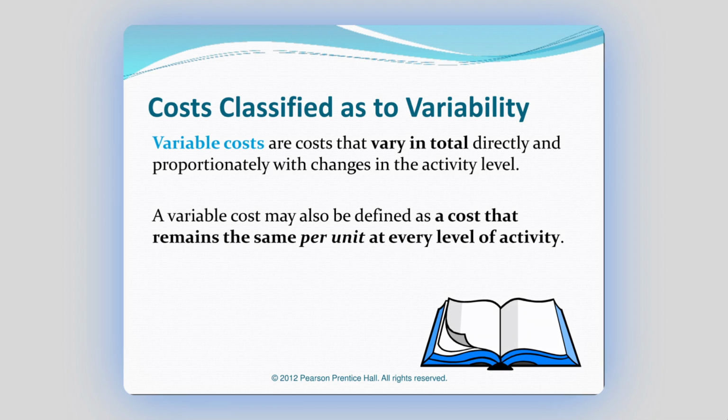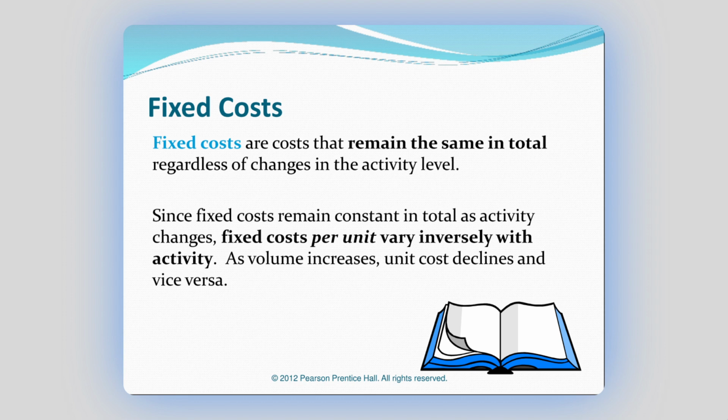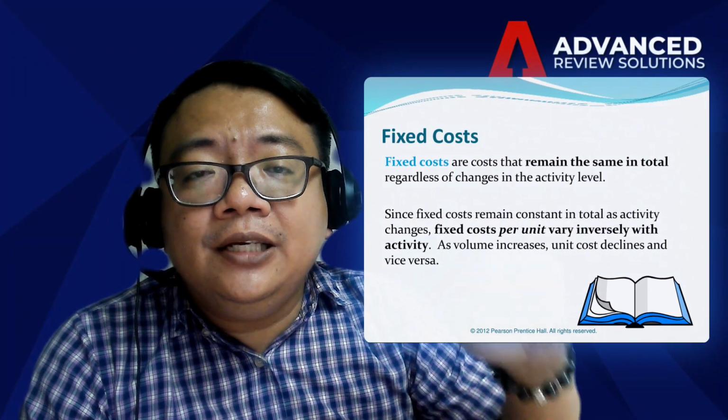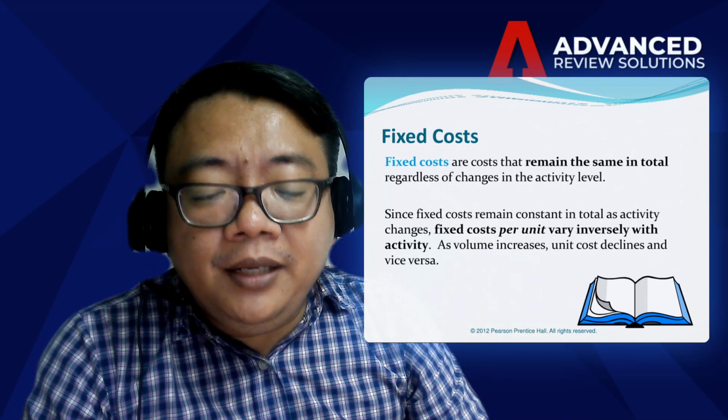Okay. We have also here your fixed cost. Ano naman yung fixed cost? Fixed cost naman, it will remain the same regardless of the activity level. While the fixed cost per unit naman, it will vary inversely. Again, in terms of fixed cost class, no? Tumaas man or bumaba ang ating sales, total fixed cost will remain the same.